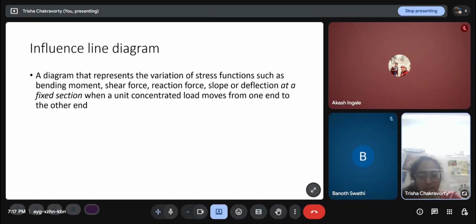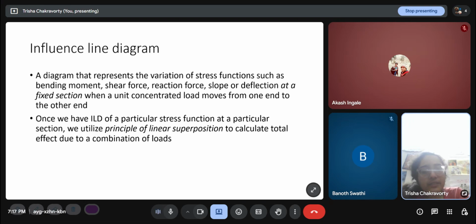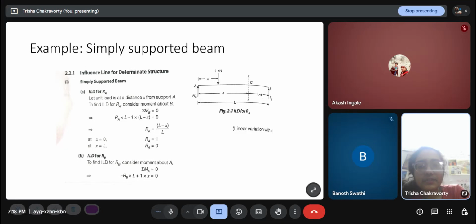Similarly for ILD also that happens. So we just start with the ILD itself, defined as a unit concentrated load moving, and whatever we need we can just multiply and add and manage it. Once we have the ILD of a particular stress function at a particular section, we utilize the principle of linear superposition to calculate the total effect due to a combination of loads, which is what I just said. So let's look at examples straight away, because it's a concept that takes some getting used to.